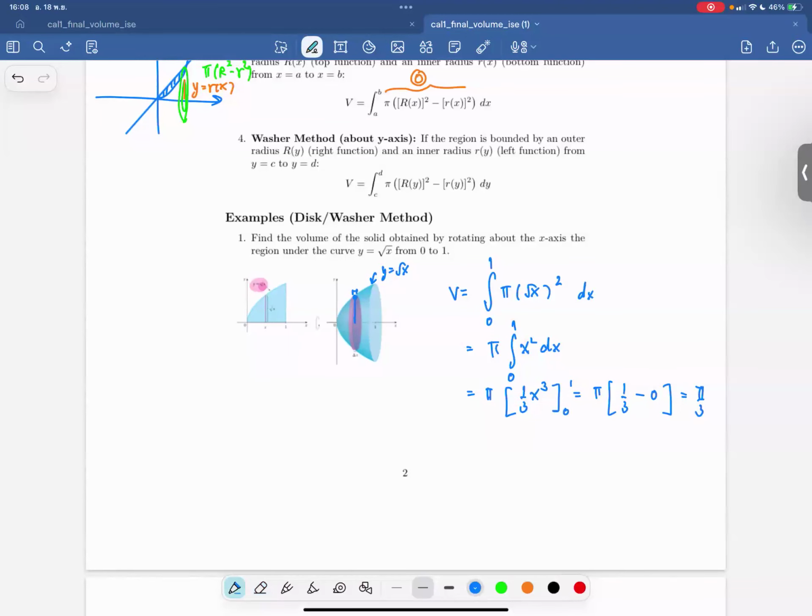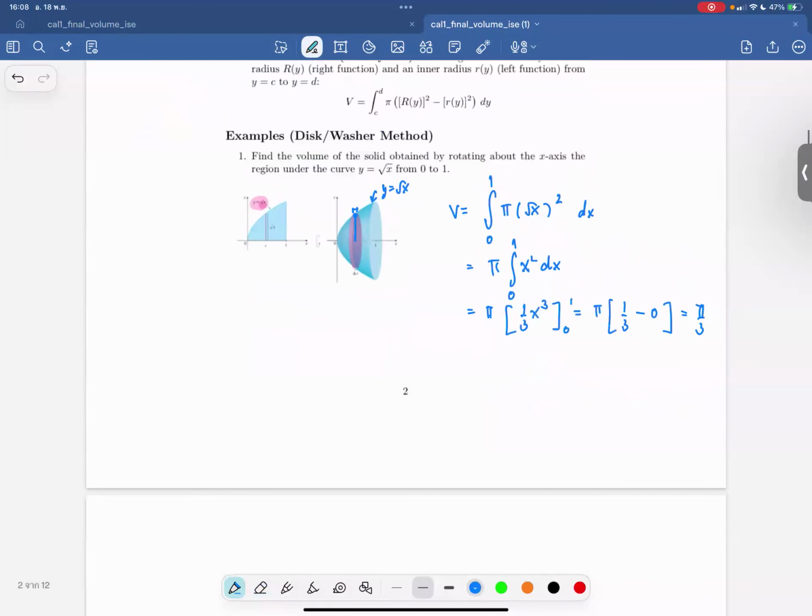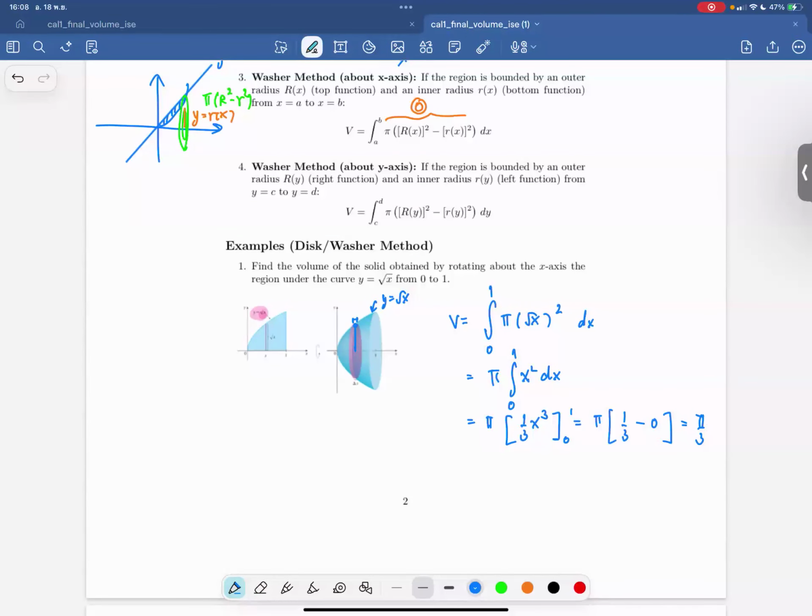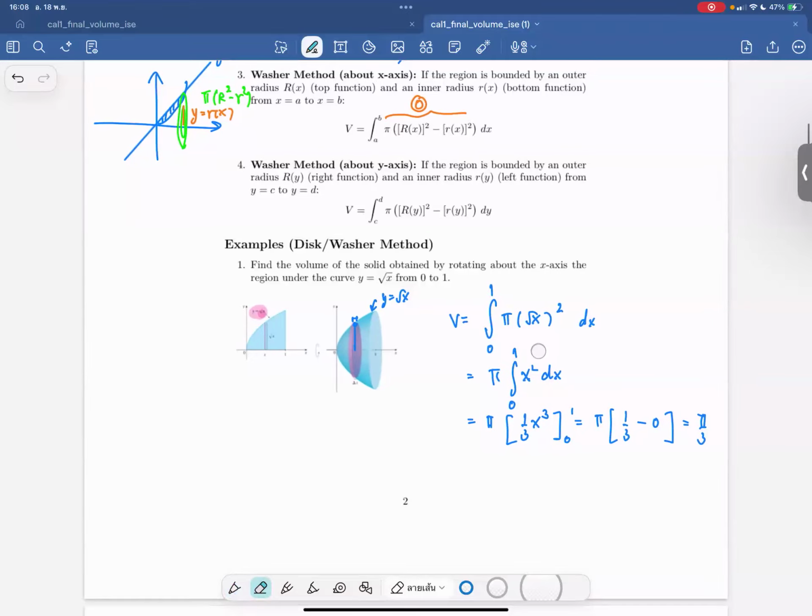Is there any question? Oh, seems like I did the integral wrong here. Sorry. It should be x squared, right? Sorry. Okay, it should be x squared over 2, and then over here is 1 over 2.